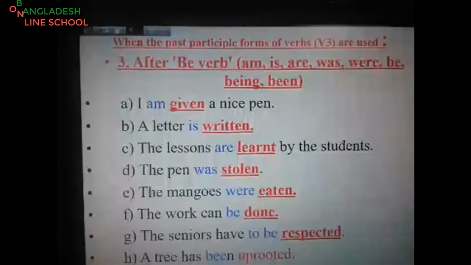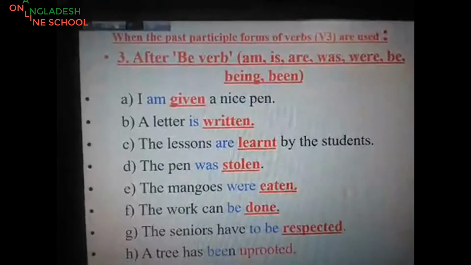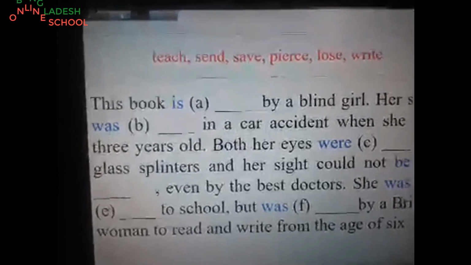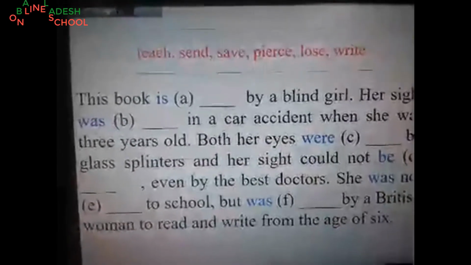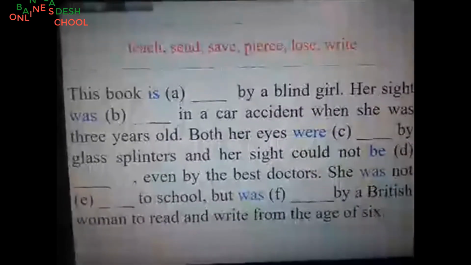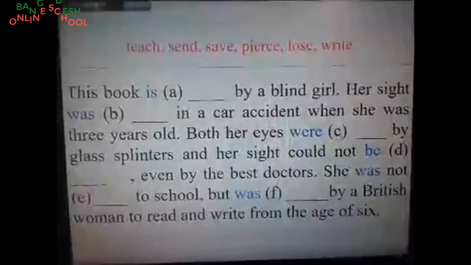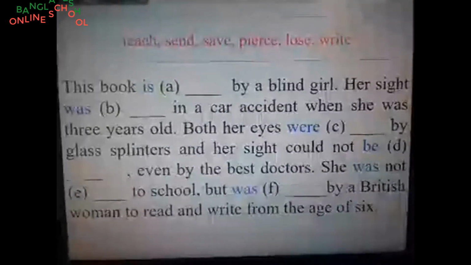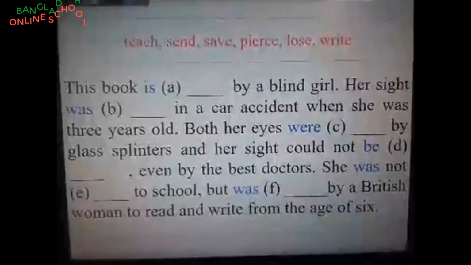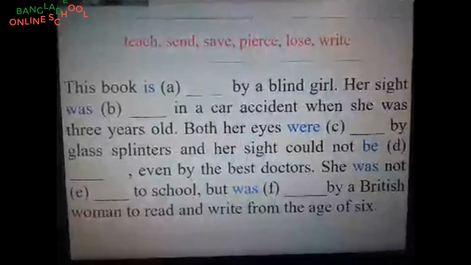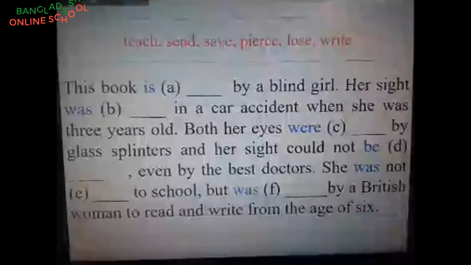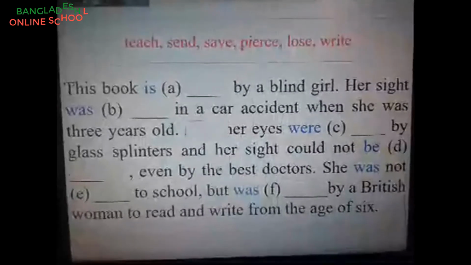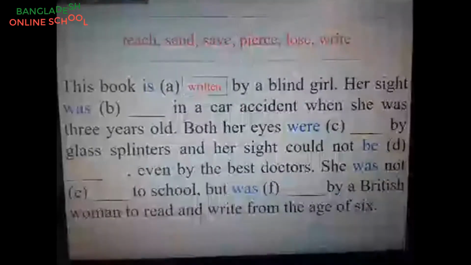Okay, let's see. This book is written by a blind girl. Here, this book is a non-doer, and there is a be verb. After the be verb, the verb will be used in the past participle form. So the answer will be there: The book is written by a blind girl.